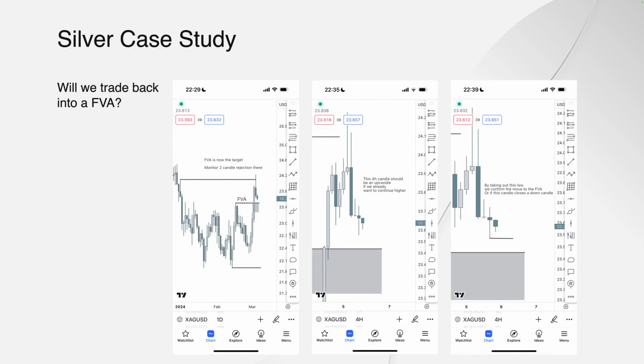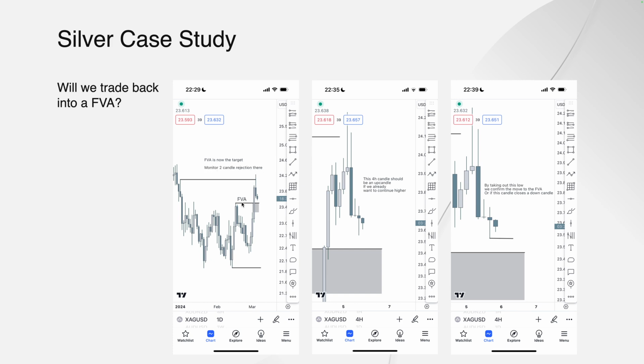here, the silver case study. And when we look at the silver case study right there, we see the first question: will we trade back into a fair value area, or will we already continue higher right there? In the first screenshot I share, the fair value area is now the target. Monitor 2 candle rejection there.